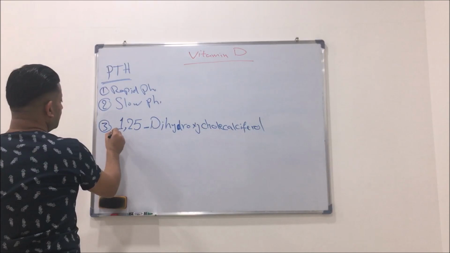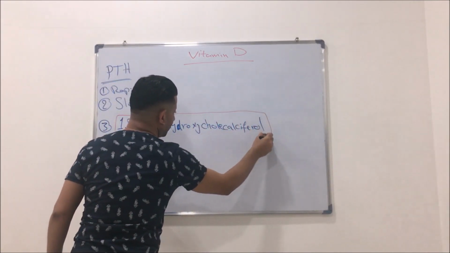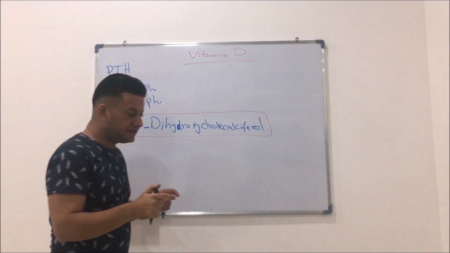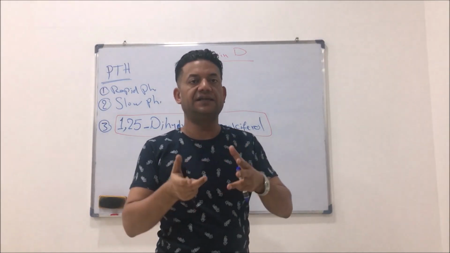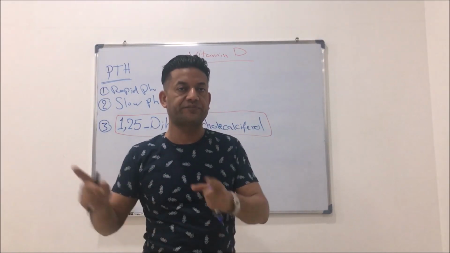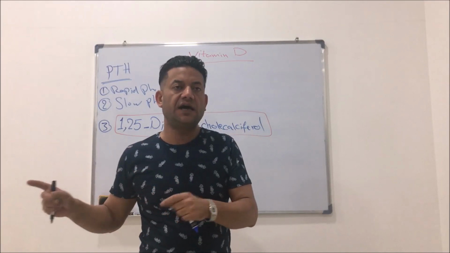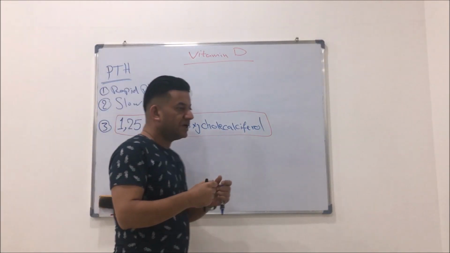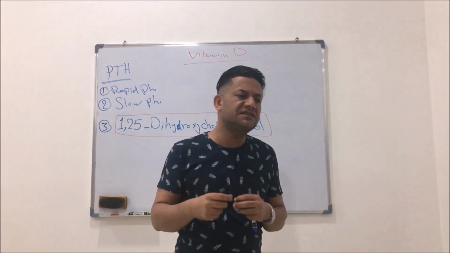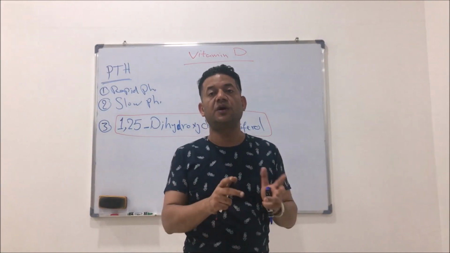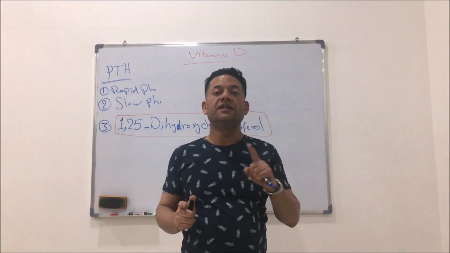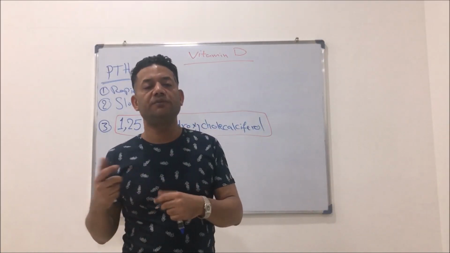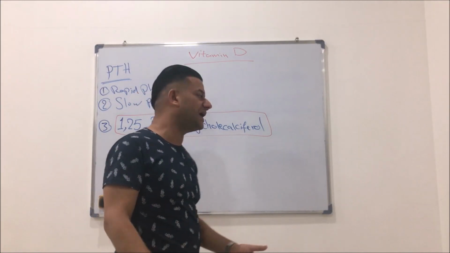Focus here. This form of vitamin D, the active form of vitamin D, is very important in mobilization, or in fact reabsorption, of calcium in the intestine and also in the renal tubules. So in case there are no kidneys or there is malfunction in the kidneys to activate vitamin D, there will be no benefit, no value of vitamin D, and there will be what? There will be malabsorption of calcium ion.